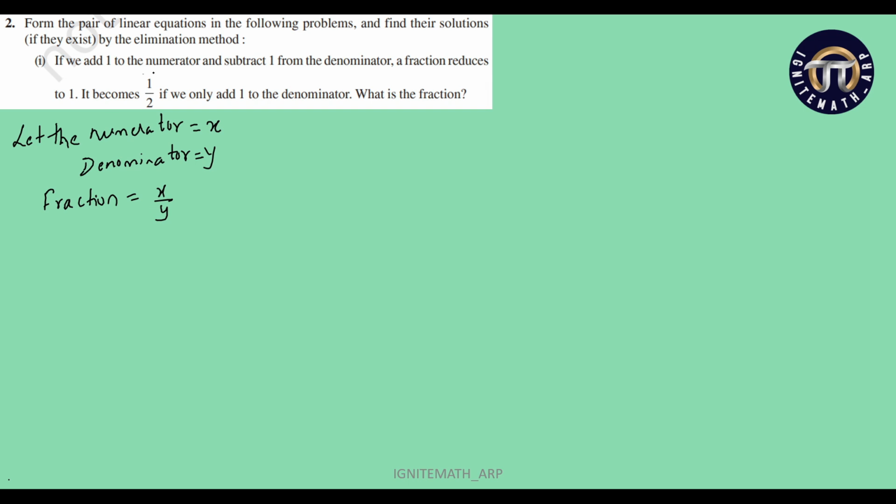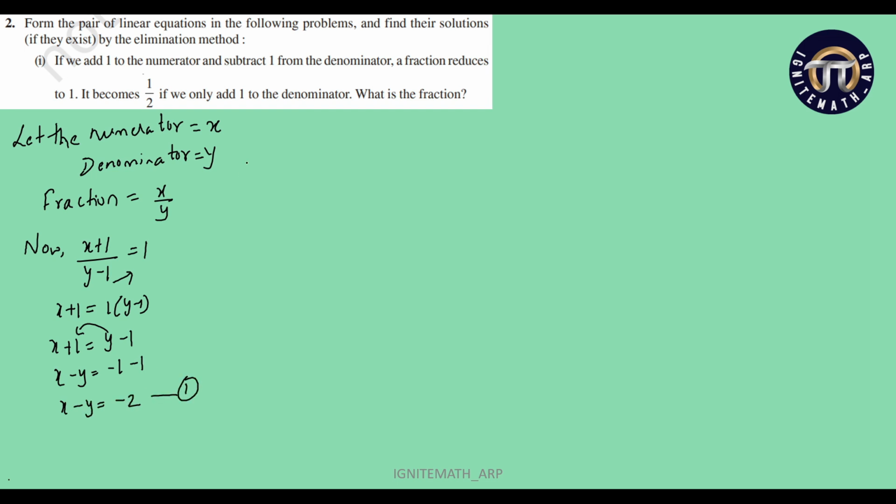Now, case 1: if we add 1 to the numerator and subtract 1 from the denominator, y minus 1, then the fraction reduces to 1. It is going to be 1. So here x plus 1 is equal to, when I take this one over here, 1 into y minus 1. So x plus 1 is equal to y minus 1. When I take this y over here, x minus y is equal to minus 1 minus 1. X minus y is equal to minus 2. That is going to be the first equation.